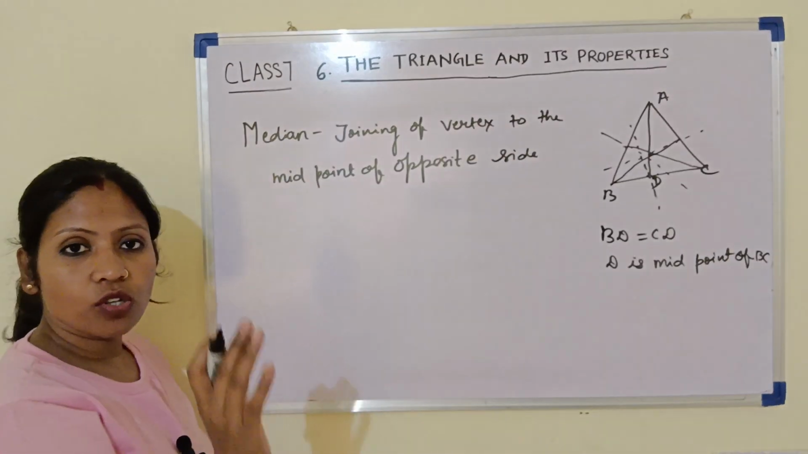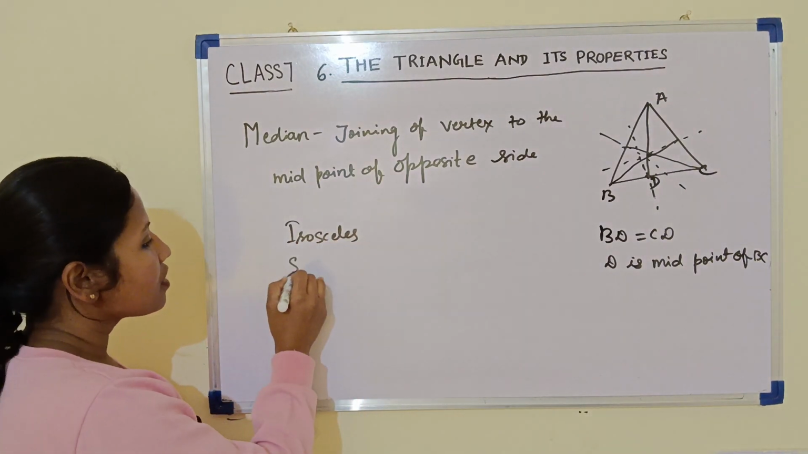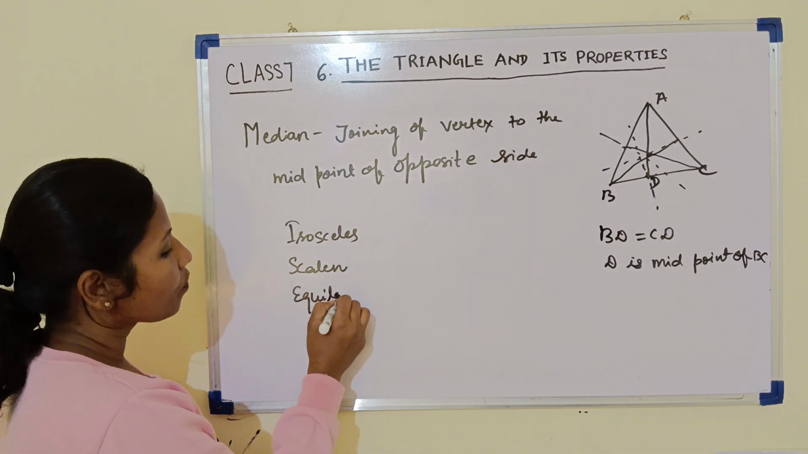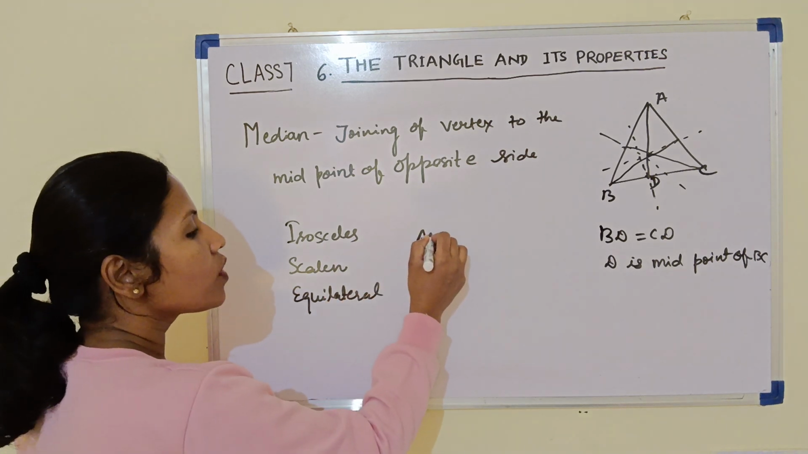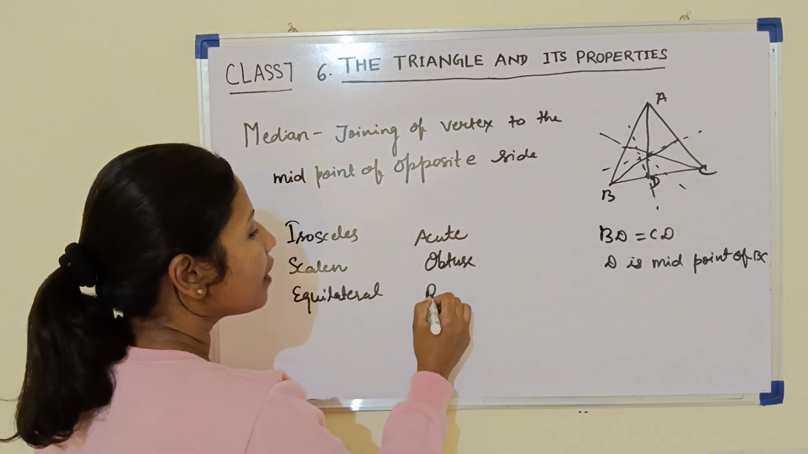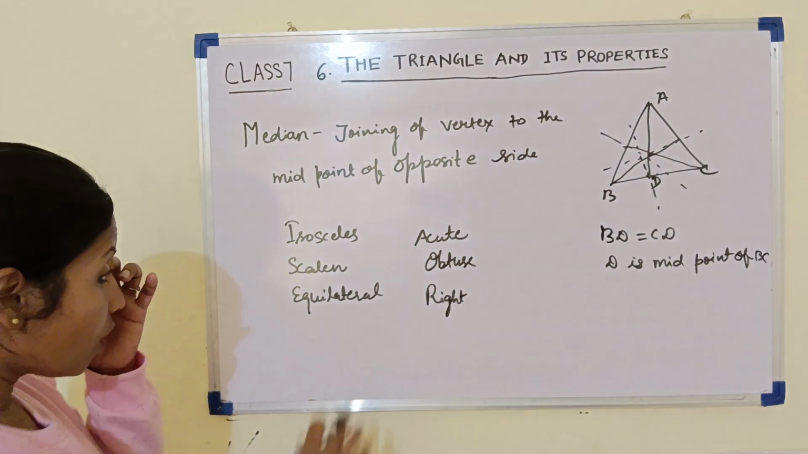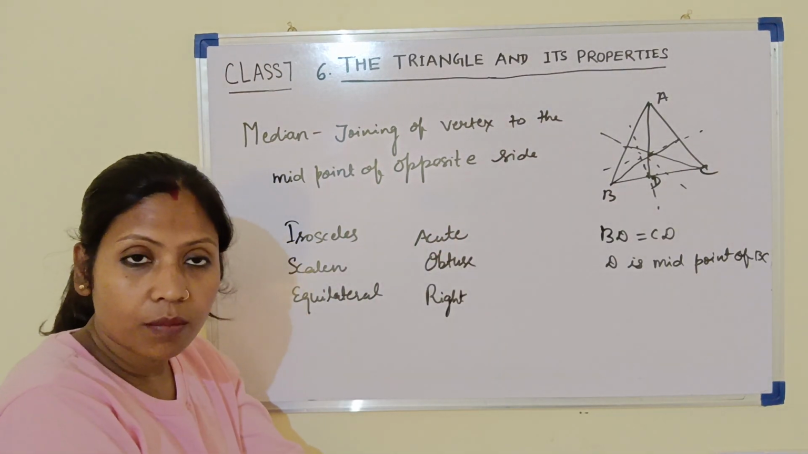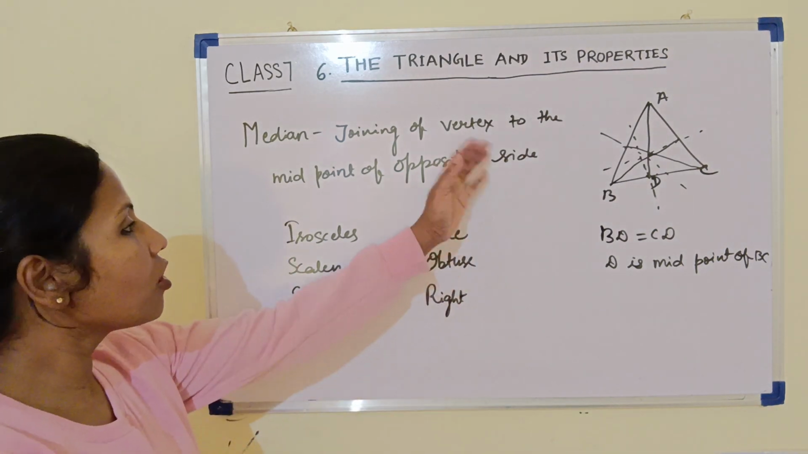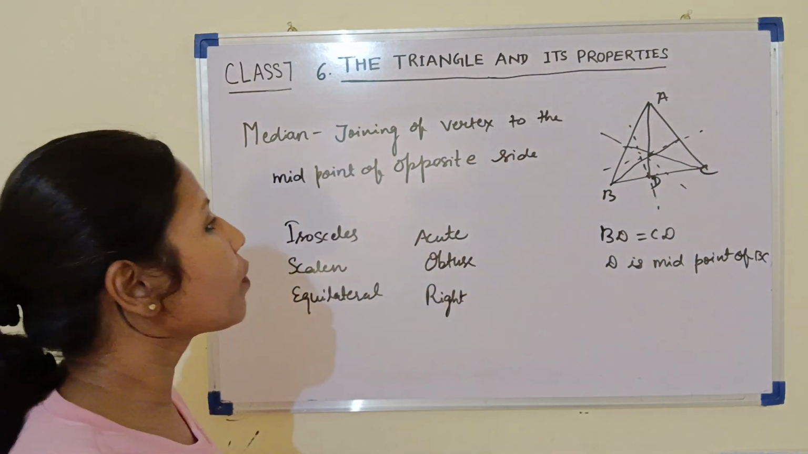The exercise is to please draw the median for an isosceles triangle, scalene triangle, equilateral triangle, acute angle triangle, obtuse angle triangle, and right angle triangle. Please draw the median for all of these triangles with the help of the geometry box. The construction steps are given in your book. Please follow that. I cannot tell you the construction here because it will be very difficult to mark with the scale and protractor and all.